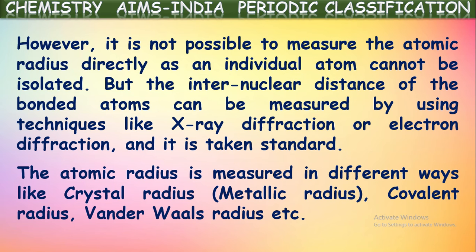As we said, the atomic radius cannot be calculated directly. We can only calculate the internuclear distance between the atoms in a bonded molecule, and from that the atomic radius can be derived. But the substances are of different kinds because of different kinds of chemical bondings. So atomic radius is measured in different ways like crystal radius, metallic radius, covalent radius, van der Waals radius, etc.